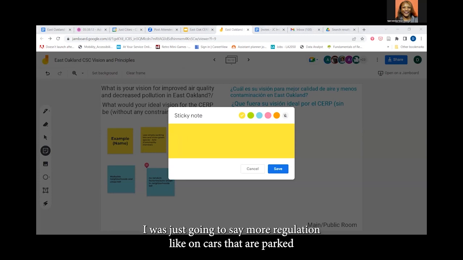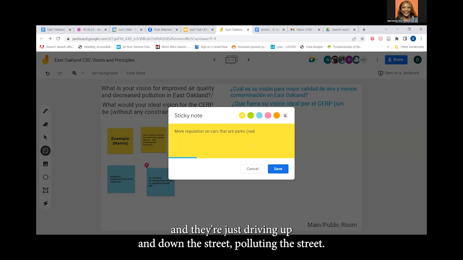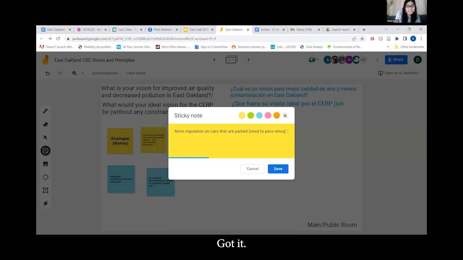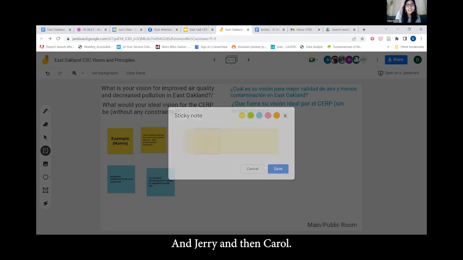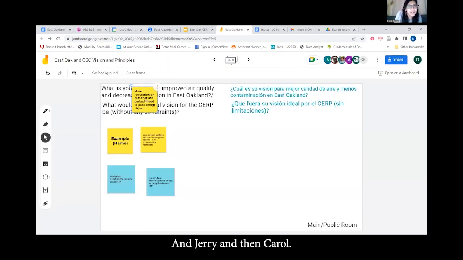This is Jerry. I was just going to say more regulation on cars that are parked that need smog attention, like they're not passing smog and they're just driving up and down the street, polluting the street. Got it. Thank you, Jerry.